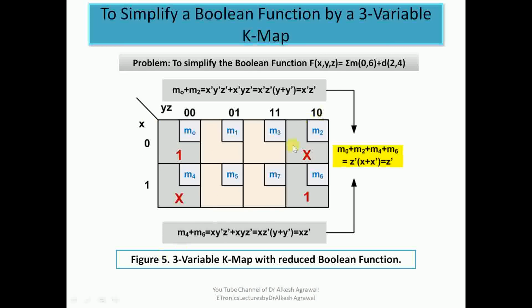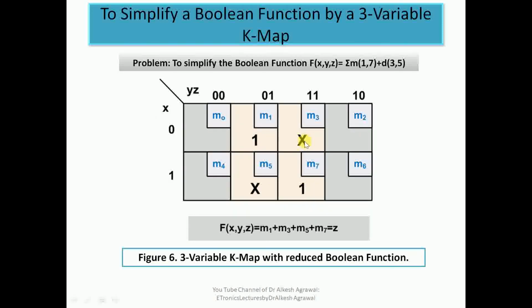So for these cornered minterms, we have to concentrate on these two rows where x is 0 and x is 1, so x will be eliminated, and concentrate on these two columns, first and last. So here y is changing and z is fixed, so final value comes out to be z bar. Then let us take another example with don't care condition.